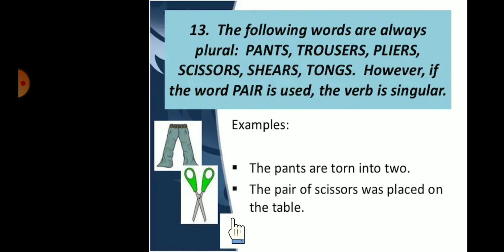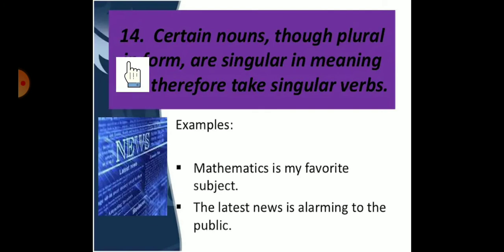Now let's begin with the 14th rule. Rule number 14 says: certain nouns, though plural in form, are singular in meaning and therefore take singular verbs. Read it again. Certain nouns, there are many nouns, though they are plural in form, are singular in meaning, and therefore take singular verbs. Then what will they take? They take singular verbs. So students, let's begin with the examples based on this rule.